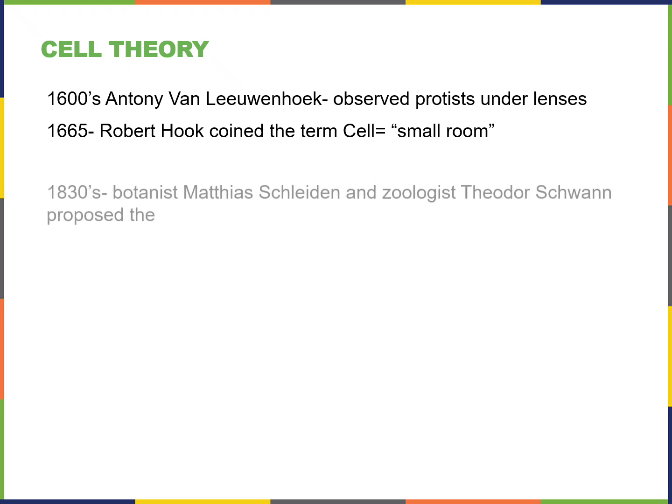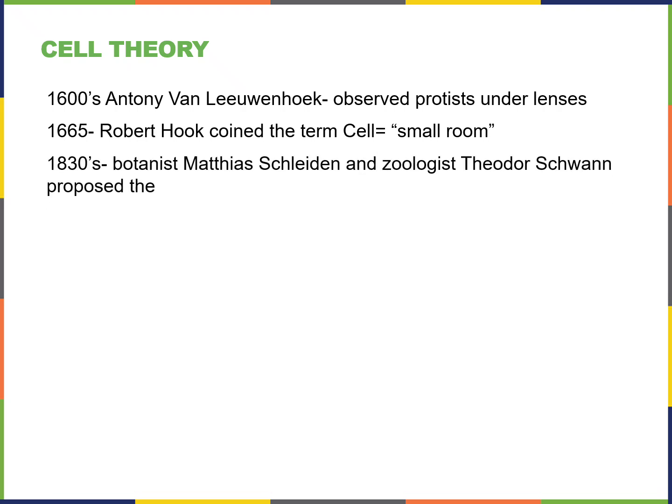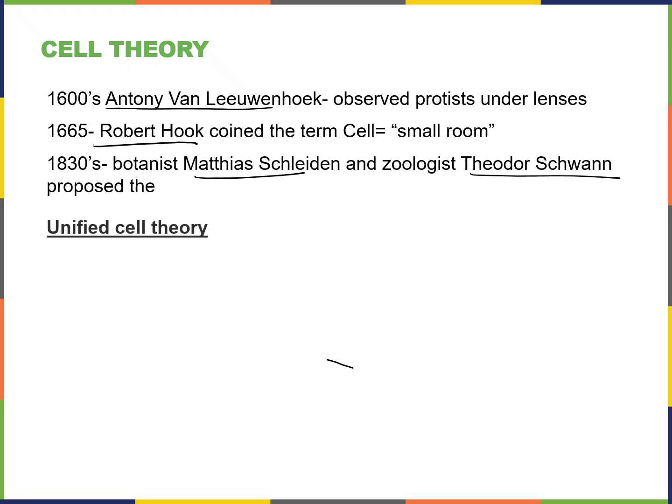Okay. And then in the late 1830s, a botanist, Matthias Schleiden, and a zoologist, Theodore Schwann. I would know these names: Matthias, Robert, Antony, all of these guys. I would know those names pretty well. And they proposed a unified cell theory, which basically stated that all living things are made of one or more cells.